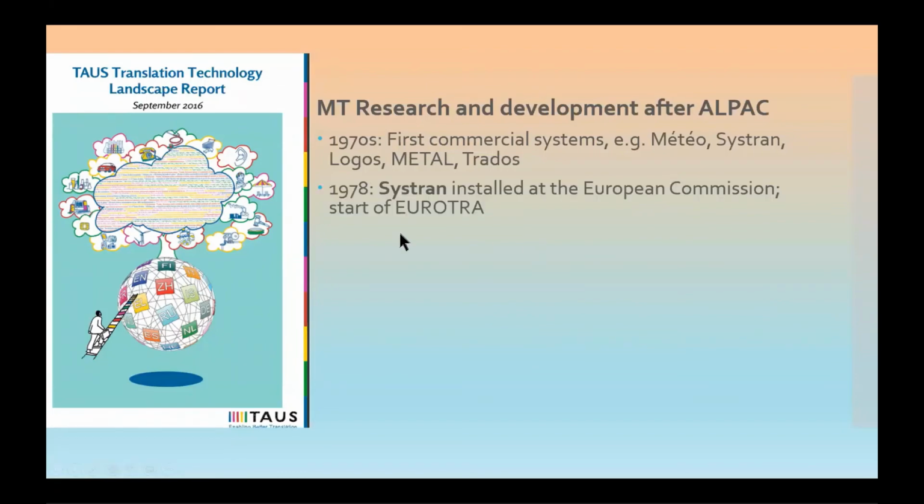A big date was 1978 when the European Commission installed the Systran machine translation system and also started its own development project called Eurotra. In the 1990s, we saw the beginning of statistical MT, machine translation not done by linguistic rules, but by querying vast databases of text for statistical correspondences between languages. And that also corresponds with the World Wide Web, of course, which is the essential corpus that's necessary in order to do statistical machine translation.